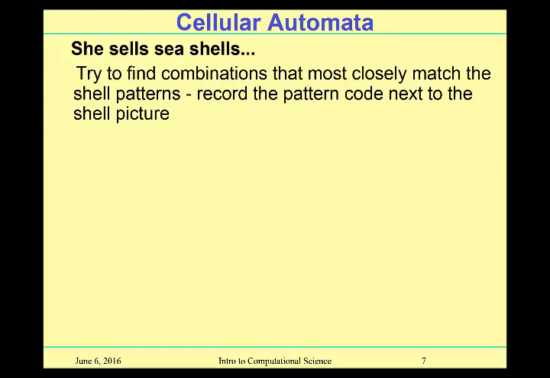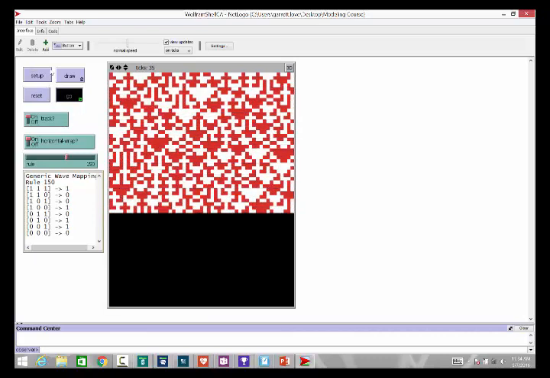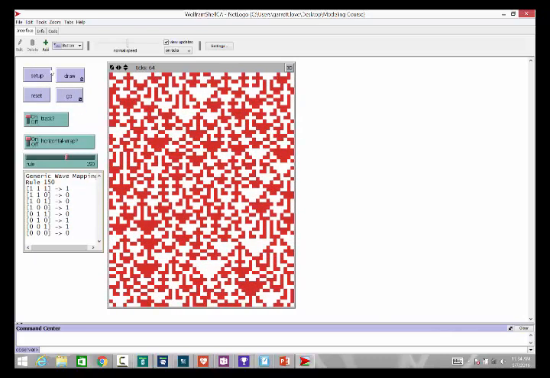So what's next? Explore. Hopefully you have an understanding of how these patterns are getting generated, but there are 256 rules, and some of them have some very interesting patterns that come out of them. So poke around, explore, look a little bit, and pretty soon you'll have an assignment that will ask you to explore this with just a little more purpose.